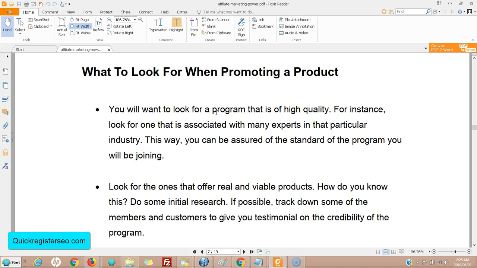Okay, that one that is associated with experts in that particular industry. You don't want to promote something that's not good. You don't want to go for the quick buck, because you'll burn your list, you'll burn your audience. Make sure it's a great program, and then you'll get a lot of credibility with your audience.